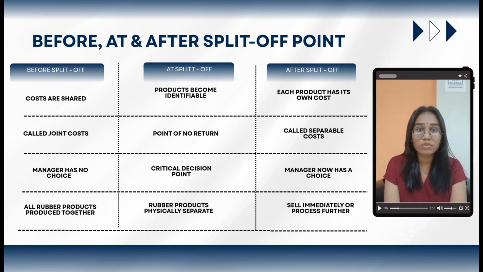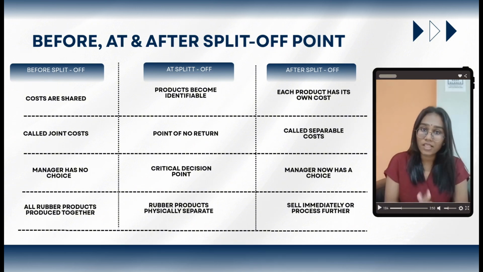And that brings us to the third column after the split off. Now, everything changed. The manager has a choice. Each product has its own separable cost and the manager must now decide: do we sell this product right now at this point, or do we spend more money, process it further and sell it at a higher price later? That decision is exactly what I'll show you in a few slides.